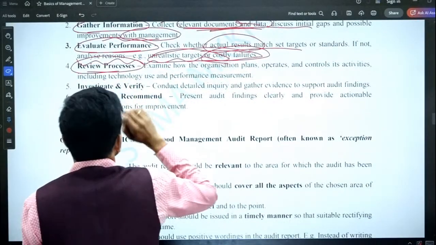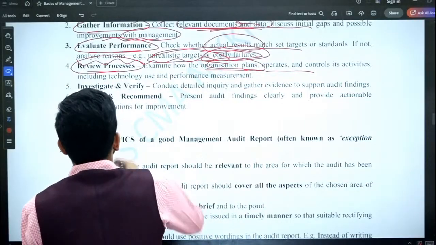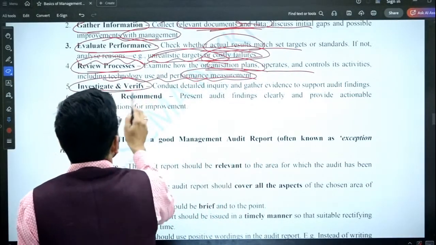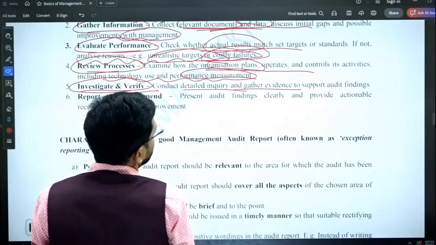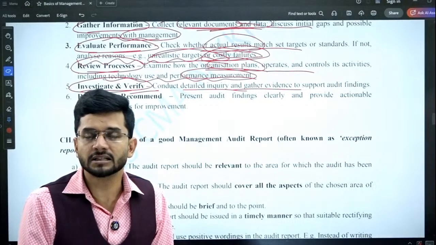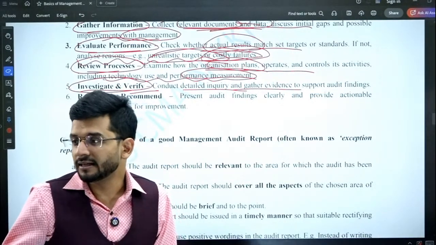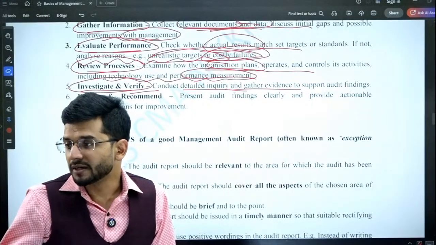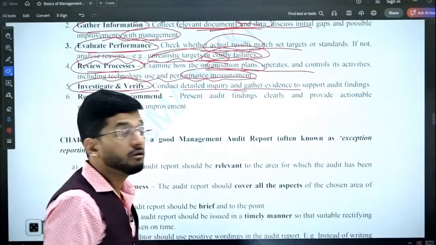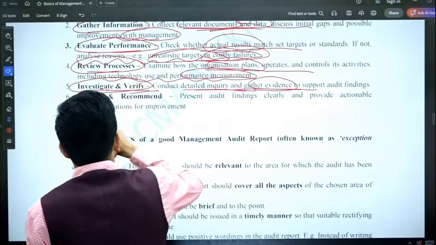Review the processes. All the processes are required to be reviewed. Examine how the organization plans, operates and controls its activities, including technological use, performance measurement, etc. Investigate and verify. Conduct detailed inquiry and gather evidence to support audit findings. You need to investigate further into any miscompliances which you see, and if any lacunas are there in the entire system of your management, then those lacunas are also required to be seen, whether those lacunas can be plugged or not. So investigate and verify all the evidence to support your audit findings.